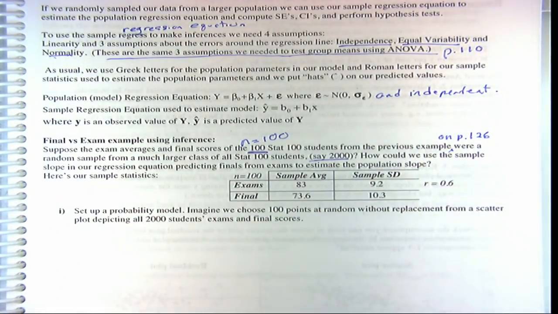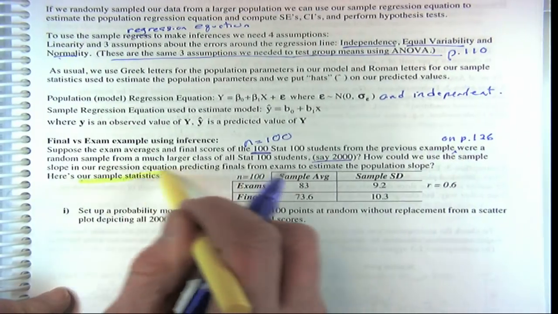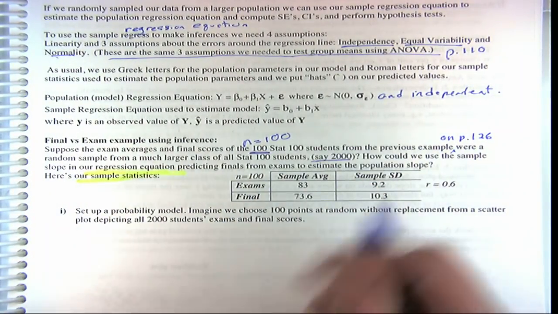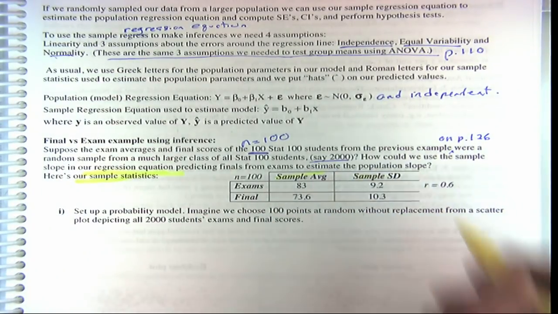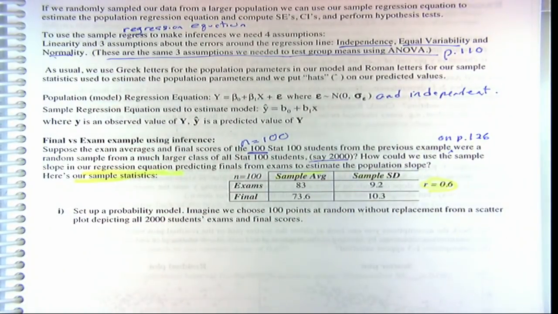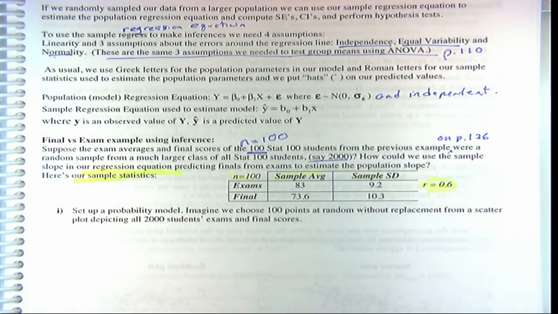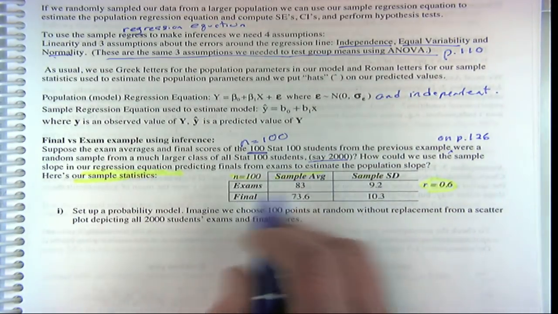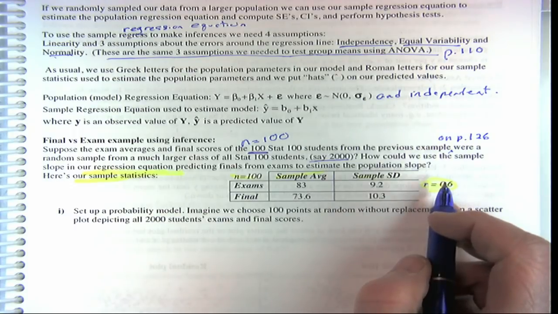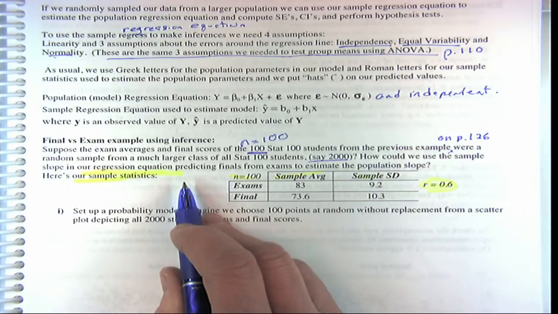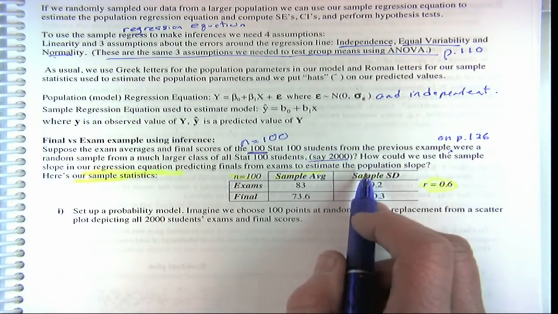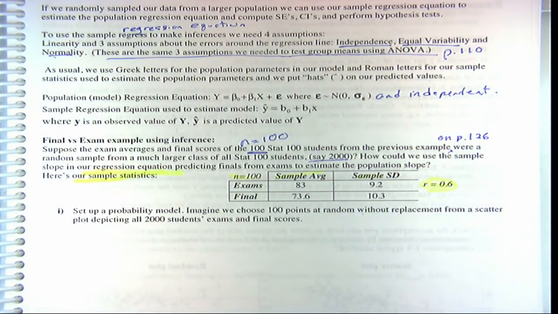So here are our sample statistics, right? These are them right here. So this is our sample average, that's x bar, and our sample SD, etc. And here's our sample correlation coefficient, and here's n. All right, so now how can we use the slope in our regression equation to estimate the population slope? And how much sampling error are we going to have? So that's what we're going to do.